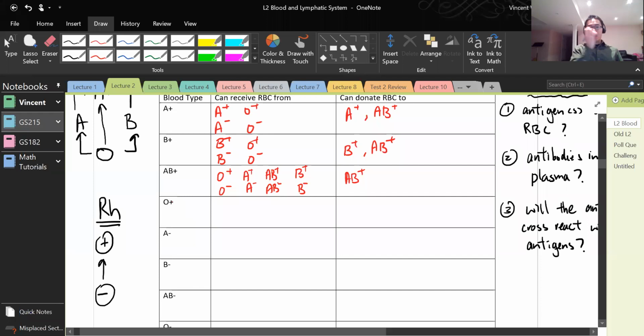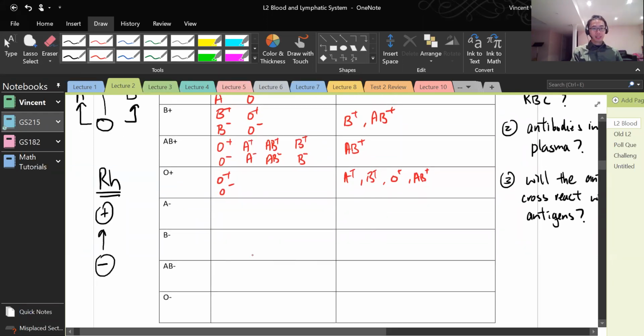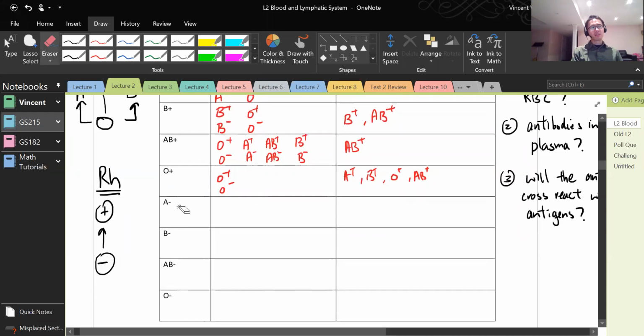All right. Okay, so very quickly, if you're O positive, you can receive from O positive and O negative, and you can give it to A positive, B positive, O positive, and AB positive. All right. I will do one of these negative ones, and then you can fill in the rest yourself. If you're A negative, who can you receive from? Well, you can receive from A negative and O negative, no one else. And you can give it to A positive, A negative, AB positive, and AB negative.